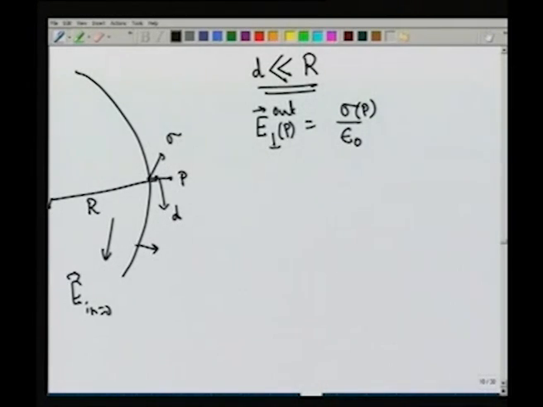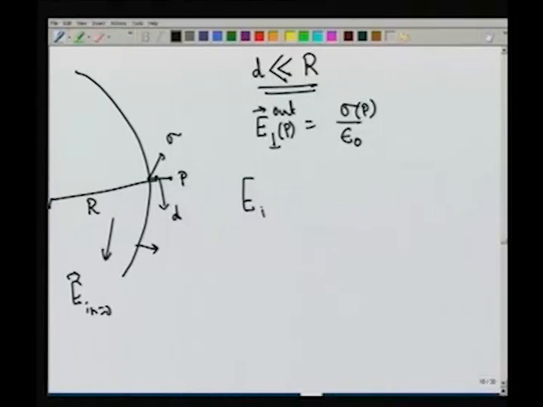So, you see that there is a discontinuity in the electric field. How does the electric field behave? My E perpendicular inside at any point P is identically equal to 0. My E perpendicular outside is given by sigma of P by epsilon naught. Since I have put the perpendicular, I do not have to put the vector direction here. So, let me erase that and rewrite this particular part. The perpendicular component just outside is sigma of P by epsilon naught. Inside it is equal to 0.